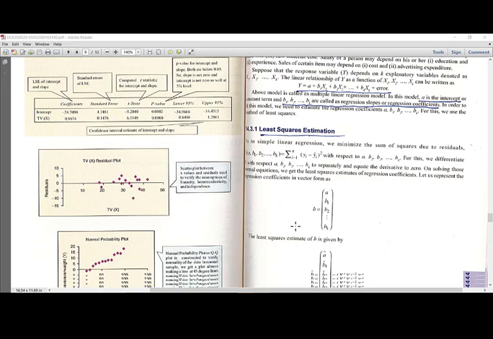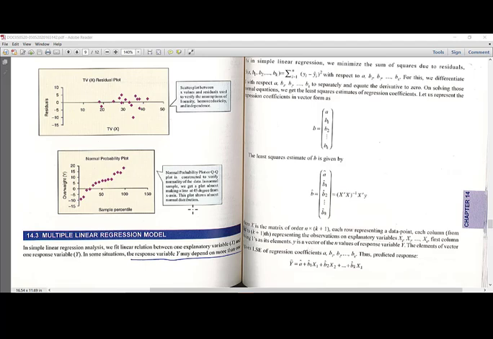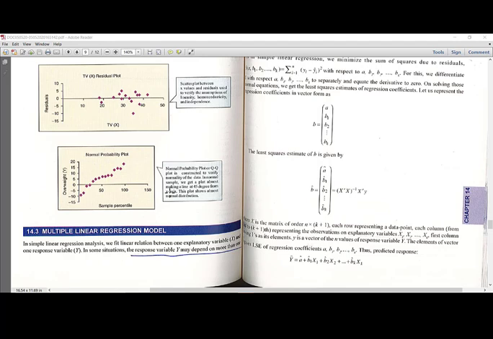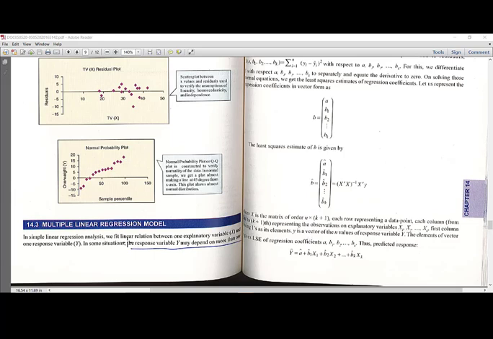Now, by this we complete the simple linear regression, where there is one dependent variable y and one independent variable x. But now let us go for the multiple linear regression model. In simple linear regression analysis, we fit a linear relation between one explanatory variable x and one response variable y. In some situations, the response variable y may depend on more than one explanatory variable.